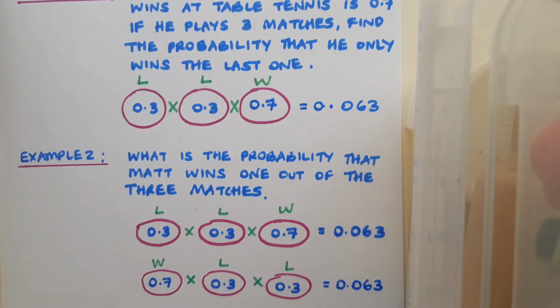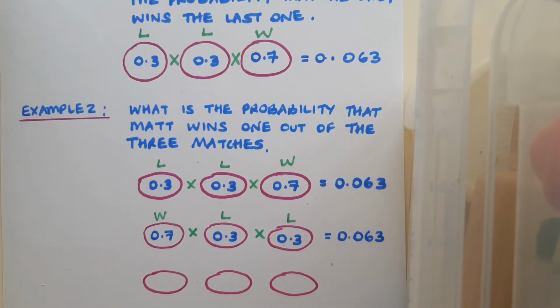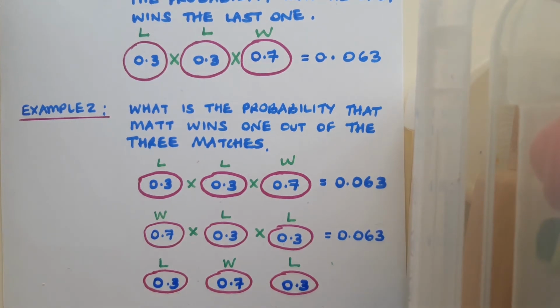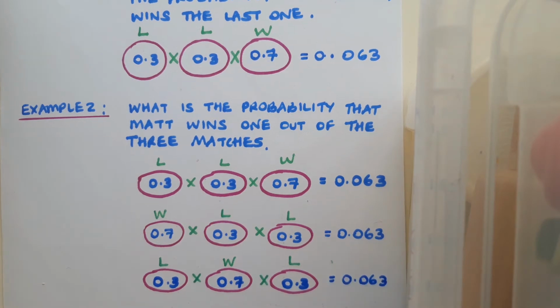Have I exhausted all my options? Is there any other way in which he might win one of the matches? Well, it's possible that he might win the middle match. And if he wins the middle match, well then he loses the first and the third. The chances for winning and losing are unchanged, so I can fill in my 0.3s and my 0.7. And again, if I want to find the chances of him losing the first, and winning the second, and losing the third, then I should multiply these together. And yet again, I get 0.063.